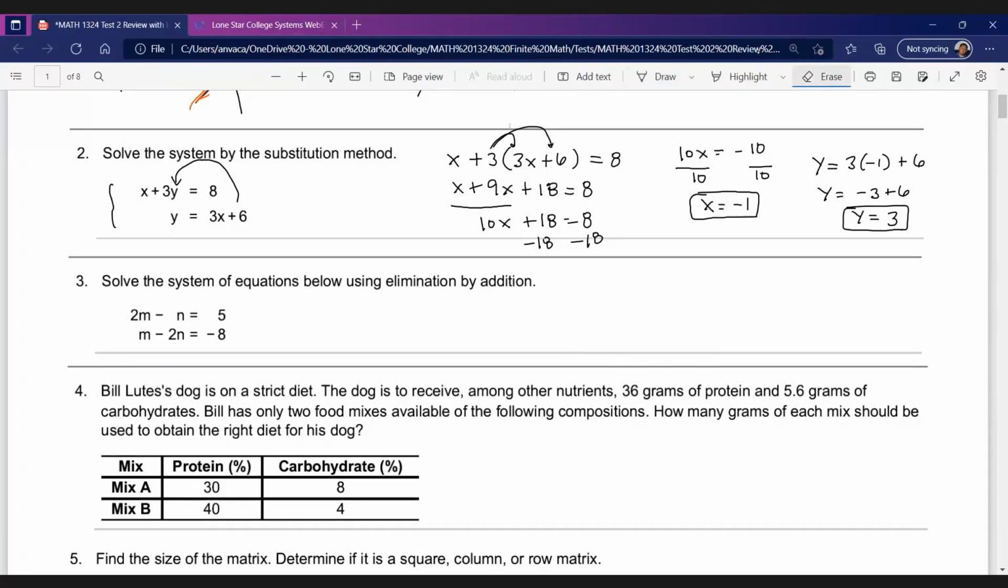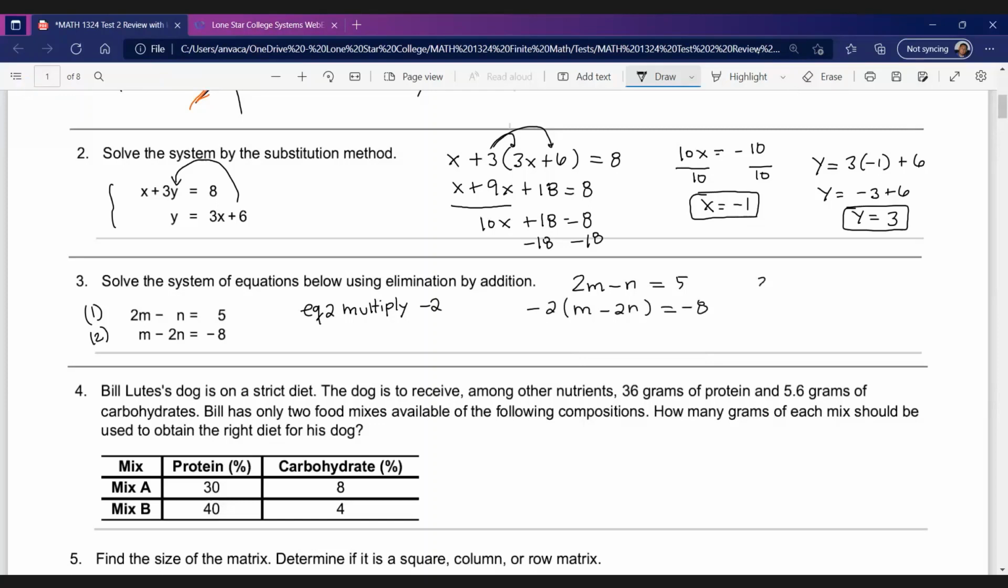But what can we do instead? We could probably say that we take equation 2 and multiply it. So this will be equation 1. This will be equation 2. Take equation 2 and multiply by negative 2. Equation 1 remains exactly the way it is, but now equation 2 gets multiplied by negative 2.